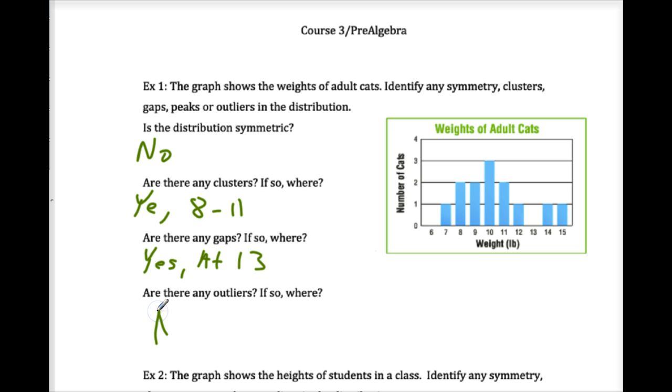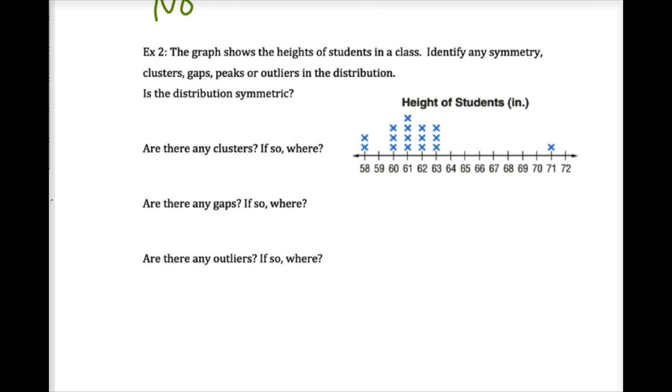Okay. Don't write this down, but what if we had one cat that weighed 25 pounds over here? That would be an outlier. It would have to be significantly bigger than any of the other data. That would be an outlier. And that would be a fat cat. What if you have a tiger? Like a cat? Right, it is a feline.